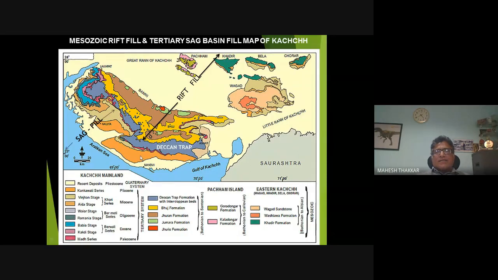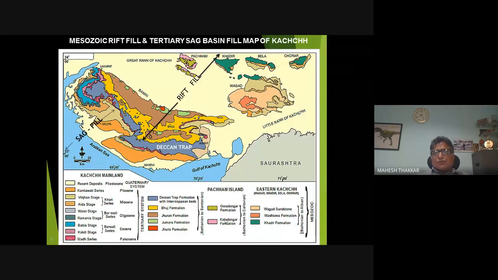Okay, and then it is overlain by the Deccan Traps. And here in the western Kachch, we have thick sedimentation of the Tertiary period, Paleocene to Eocene, Oligocene, Miocene, and Pliocene, and Pleistocene deposits as well as recent deposits. The Run of Kutch is totally recent deposits. Maybe somewhere it is 50 meters, somewhere it is 500 meters.